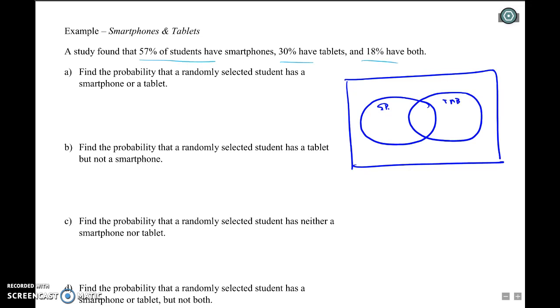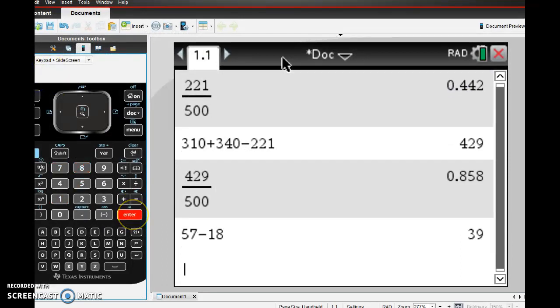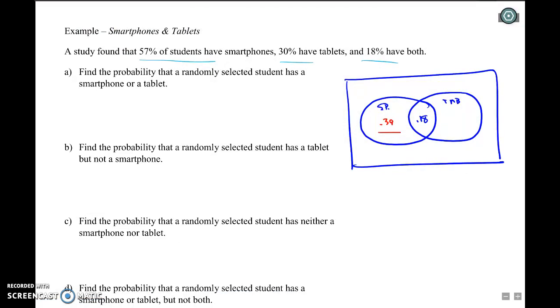So let's put in these percentages. 18% have both. This is 18%. However, the most common mistake people make on this is they put 57 here. Well, this is not 57. This 18 is part of the 57. So in this space, I need to put in the people that own smartphones but don't own tablets. Well, I need to take 57 minus 18, so 0.39. If I add those up, that accounts for the 57% that have smartphones.